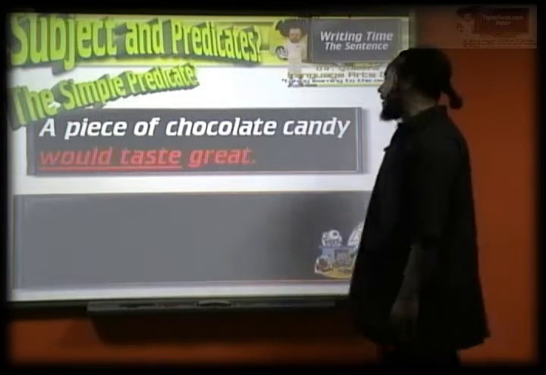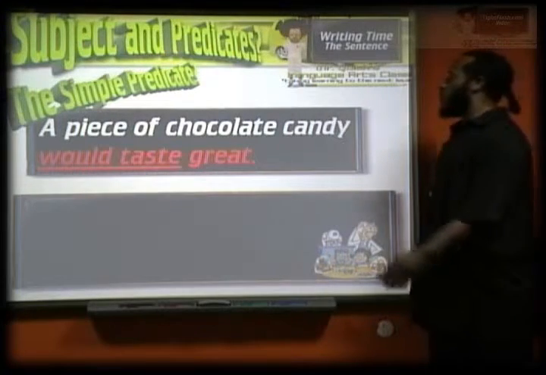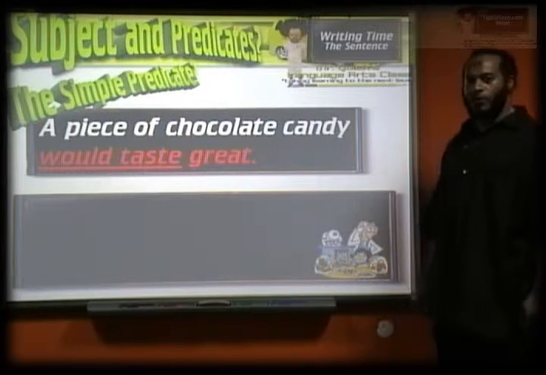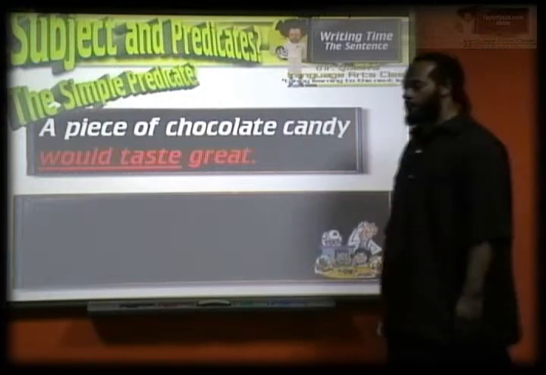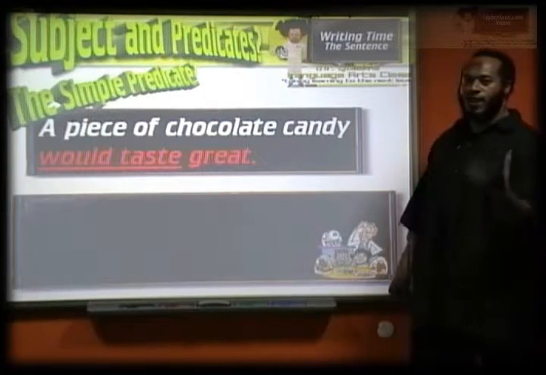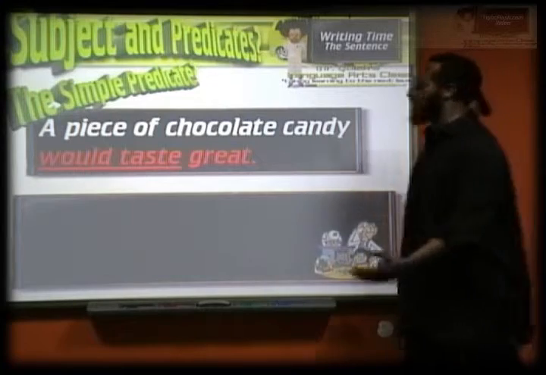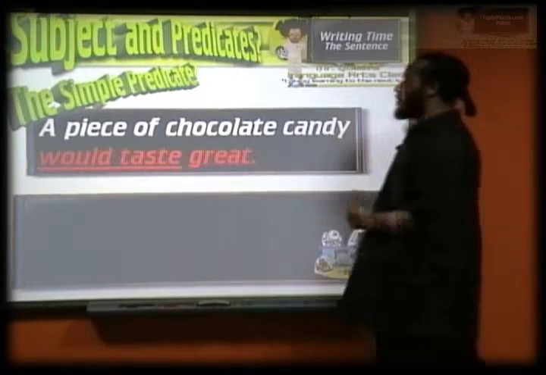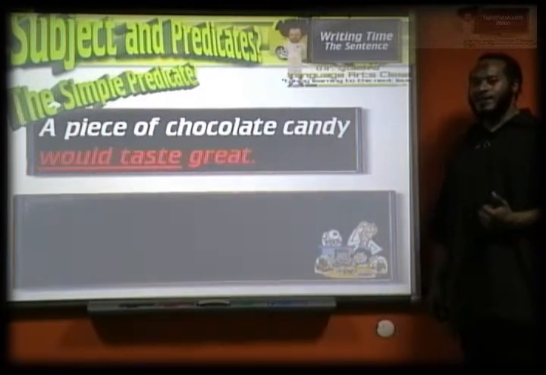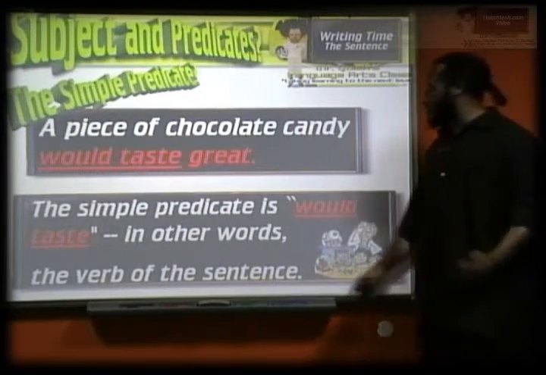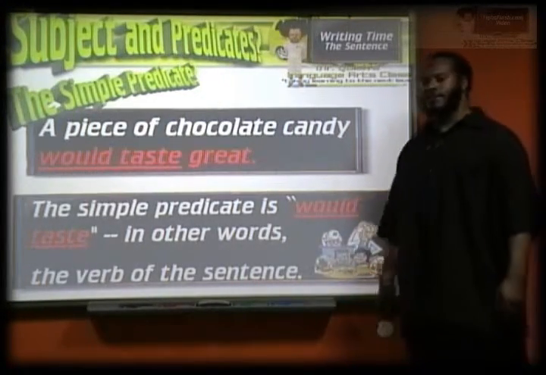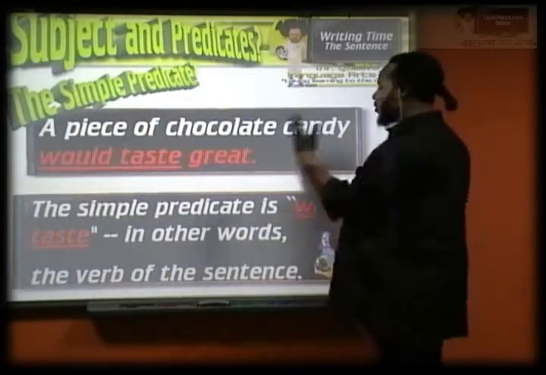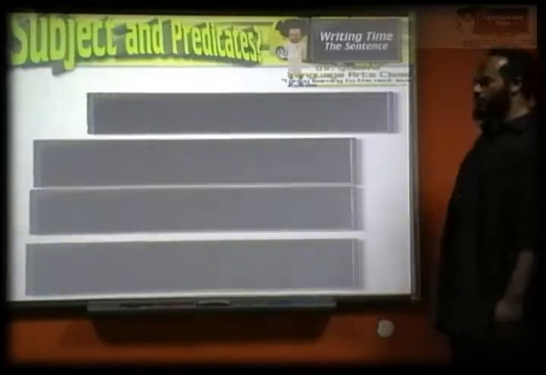Okay, a piece of chocolate candy would taste great. Very interesting. Here's our sentence again. This time we're looking at the predicate, the complete predicate, and we're trying to determine where is the simple predicate. And here we say the simple predicate is would taste. Yes, the simple predicate is would taste. In other words, the verb of the sentence. In this case, this is the complete verb here.